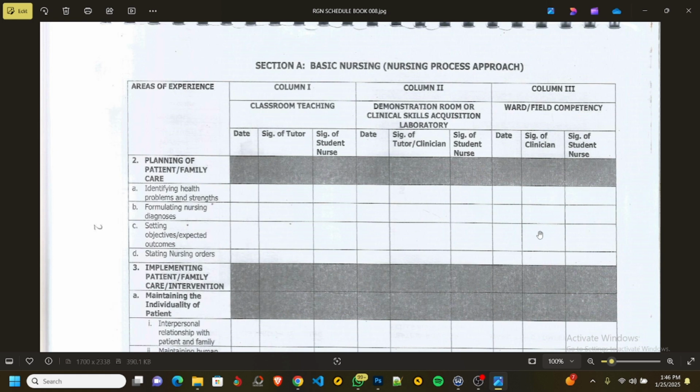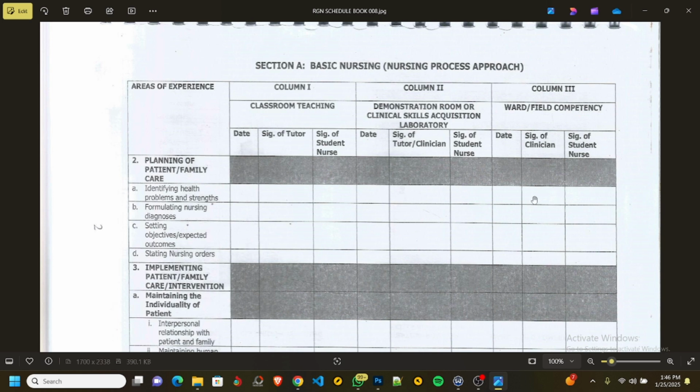So bear in mind, this whole clinical schedule book, you are supposed to sign more than 80% of it through your 3 years of study. So it means that it will include the classroom, that's column 1, column 2, the demonstration, and that of column 3, the ward or field competency. All of them that you would sign will take you up to a minimum of 80% fully signed.